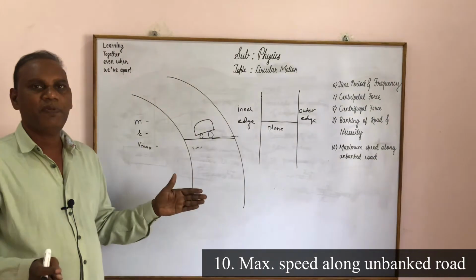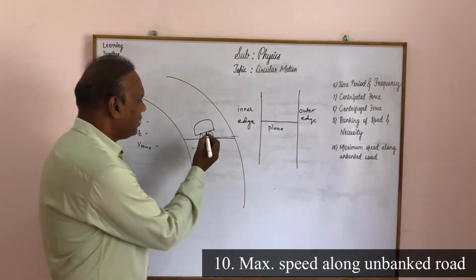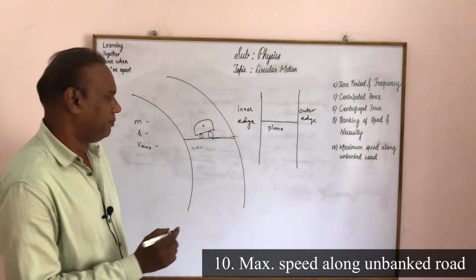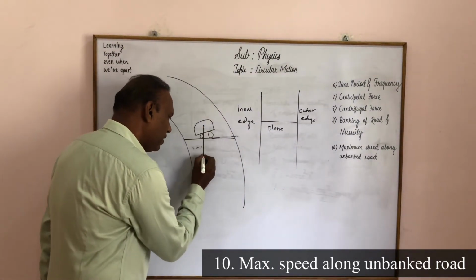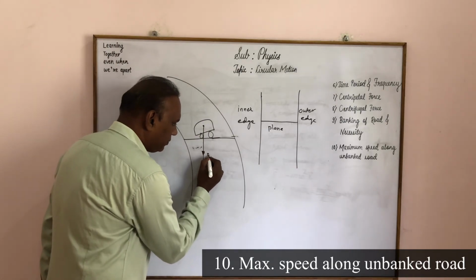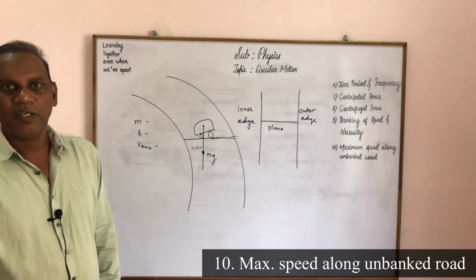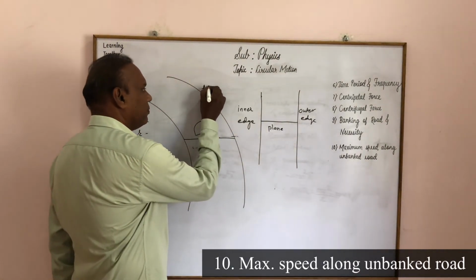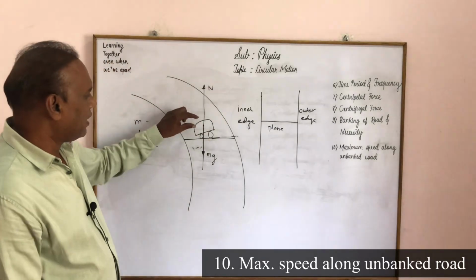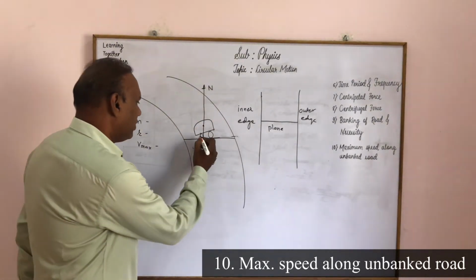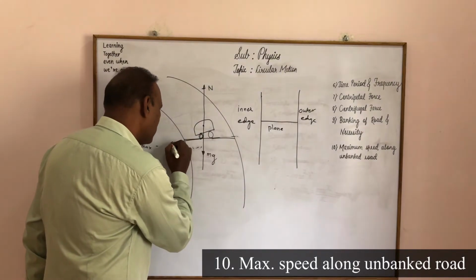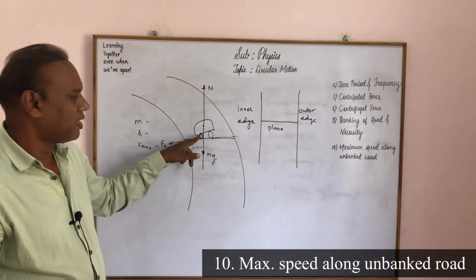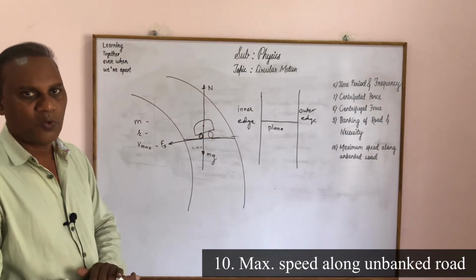a maximum speed Vmax. At the center of gravity of the vehicle, three forces are acting. The first one is the weight of the vehicle, which always acts downward, and the other is the normal reaction in the upward direction, and the third one is the static frictional force between the tires and the surface of the road.